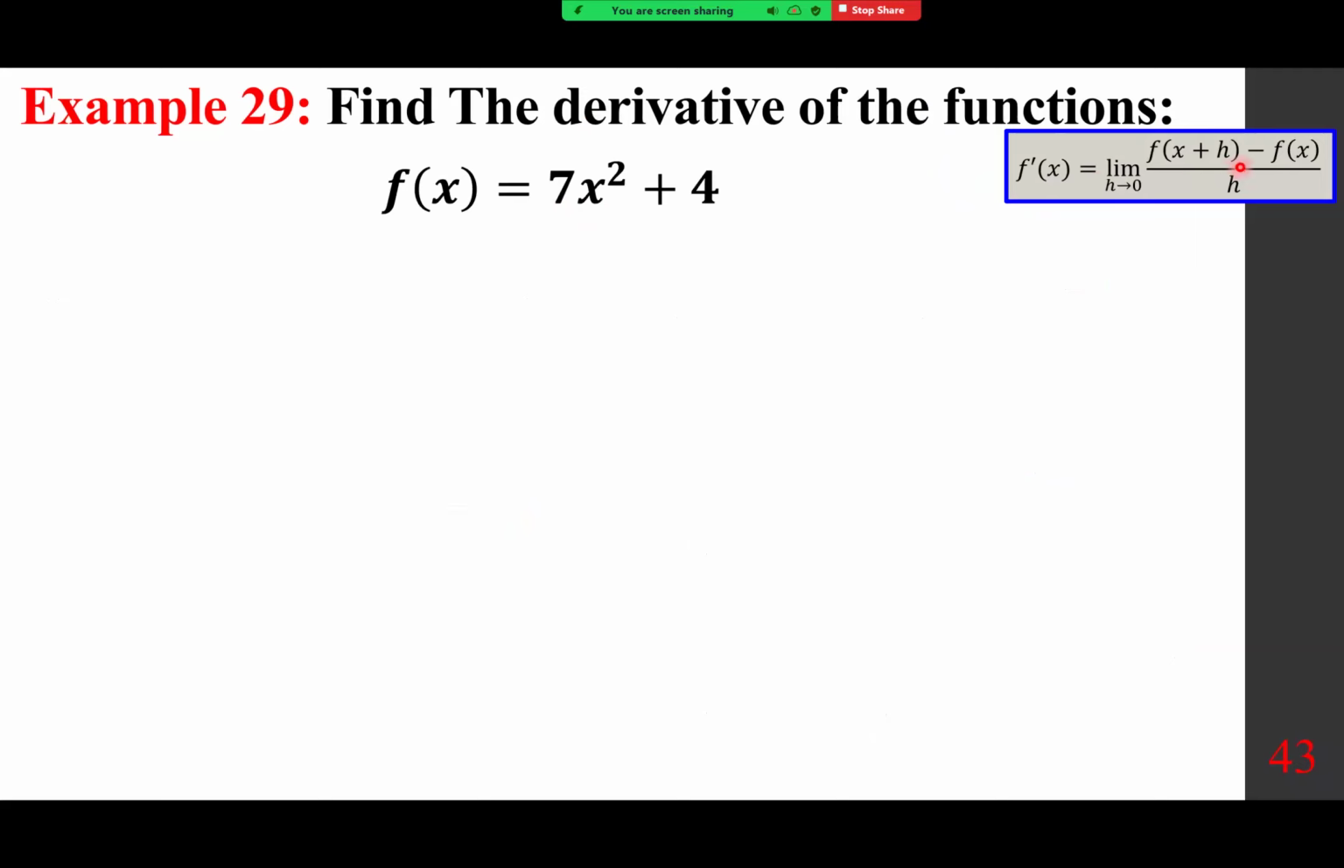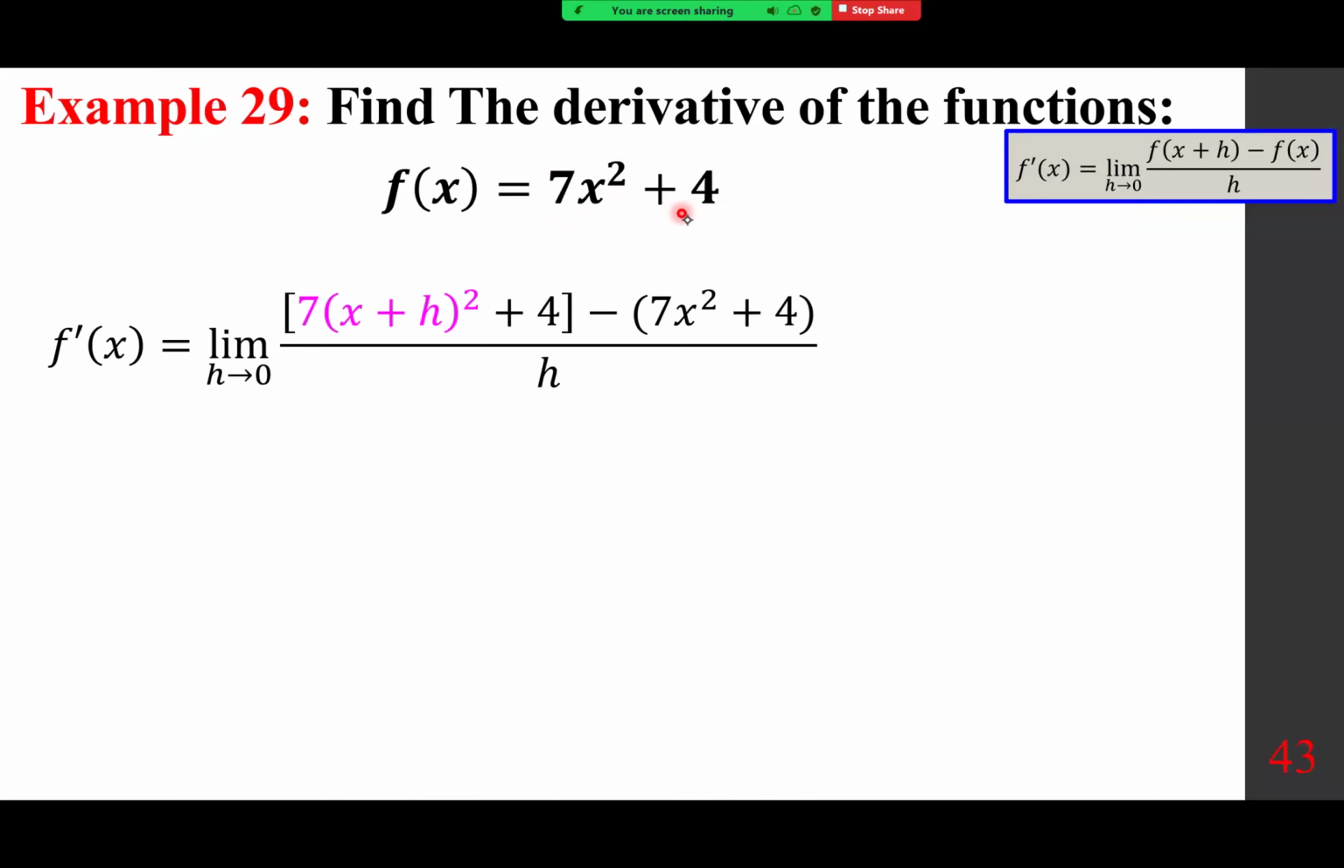So the limit of f of x plus h minus f of x over h as h approaches 0, which means the limit as h approaches 0 of 7 times x plus h quantity squared plus 4 minus the same thing, this in the brackets, over h as h approaches 0. So you have to follow the definition.